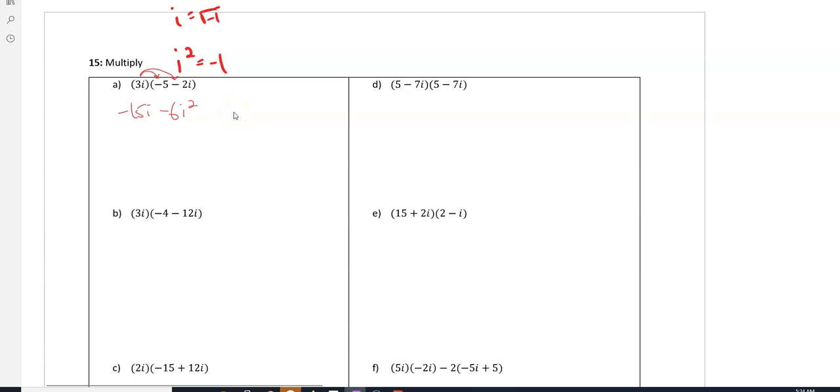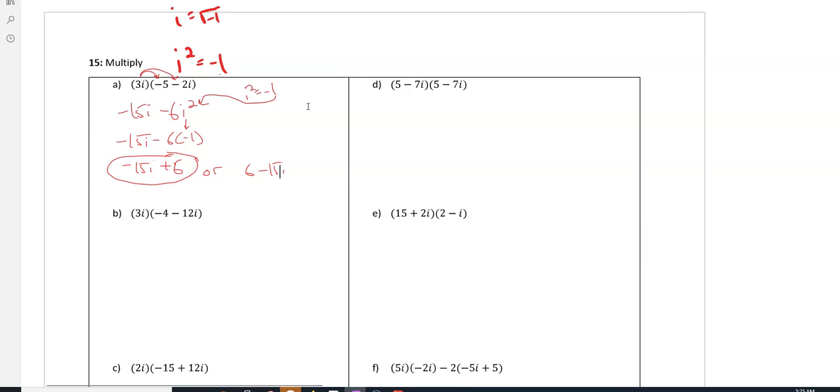What I have to remember is that i squared is equal to -1, and so I plug that in for i squared. So that becomes -15i minus 6 times -1. You see, I replaced the i squared with -1. So this ends up being -15i plus 6, because it's minus -6, and that would be my answer, -15i plus 6. Or you could write it as 6 minus 15i, which would be the same answer.